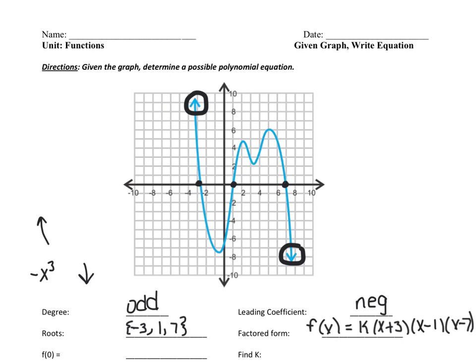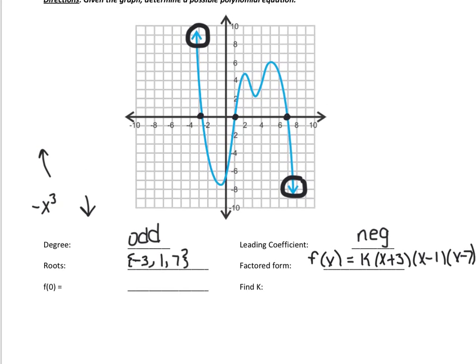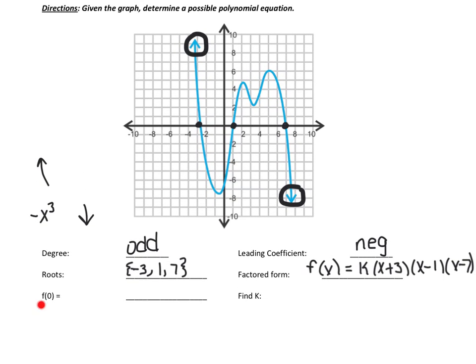Okay, now let's figure out f of 0. And f of 0, if it helps, write f of x underneath it. So basically, when x is 0, we want to know what y is. So this is the same thing as saying the y-intercept. So if we look at our graph, our y-intercept occurs at -6. So (0, -6) is the y-intercept.